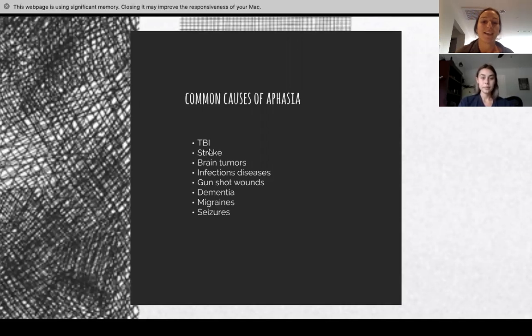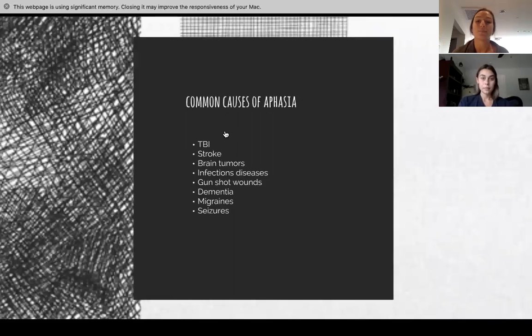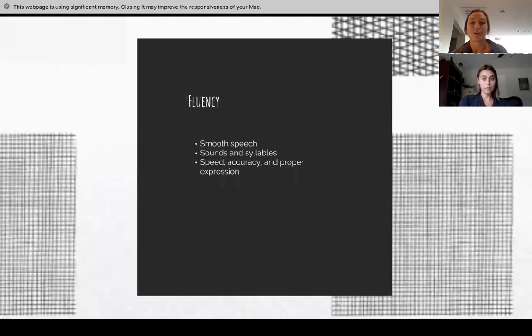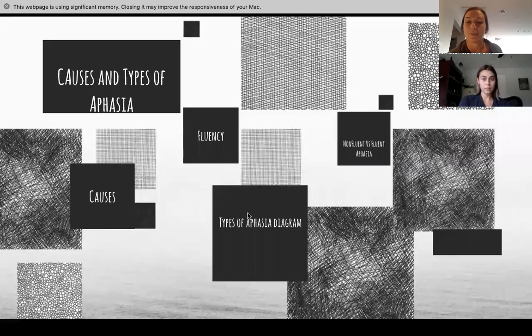Let's start by defining fluency. Fluency has a lot to do with how smooth someone's speech is and how his or her sounds and syllables come together. That being said, non-fluent aphasia is categorized by short sentences that leave out important words to create complete sentences. Now we are going to review non-fluent types of aphasia.